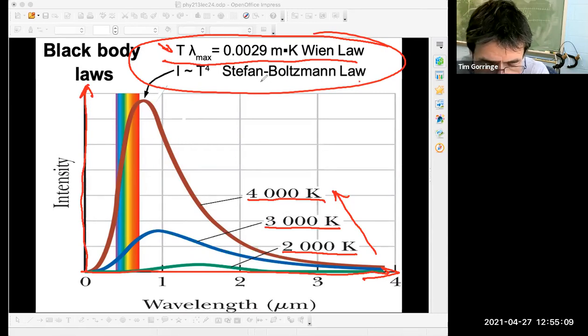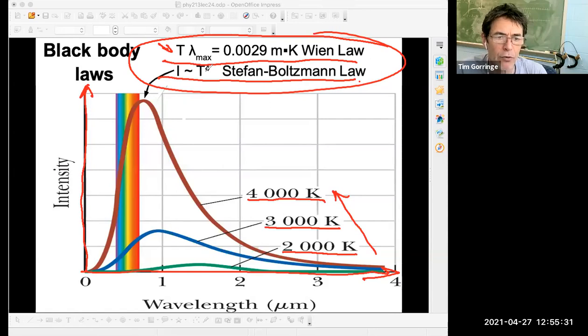And the second law, Stefan Boltzmann law, this one here, tells us about the intensity, not the colors. And it says the intensity grows with the temperature. It grows as the fourth power of the temperature. Growing as the fourth power is growing really, really fast with temperature. I don't know other laws in physics that grow so fast.